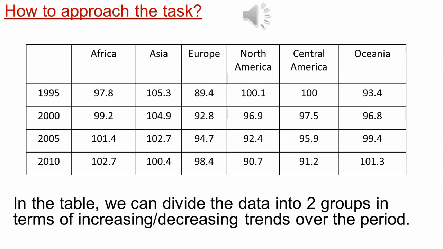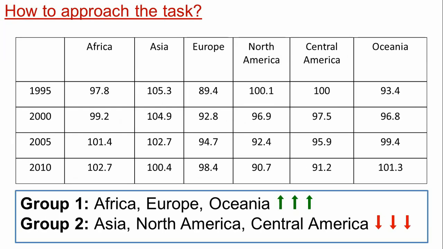In the table, we can split the data into two groups in terms of increasing and decreasing trends over the period. In this table, we can see that the figures for Africa, Europe, and Oceania increased over the period, while others decrease. In that case, Group 1, Africa, Europe, Oceania. Group 2, Asia, North America and Central America.